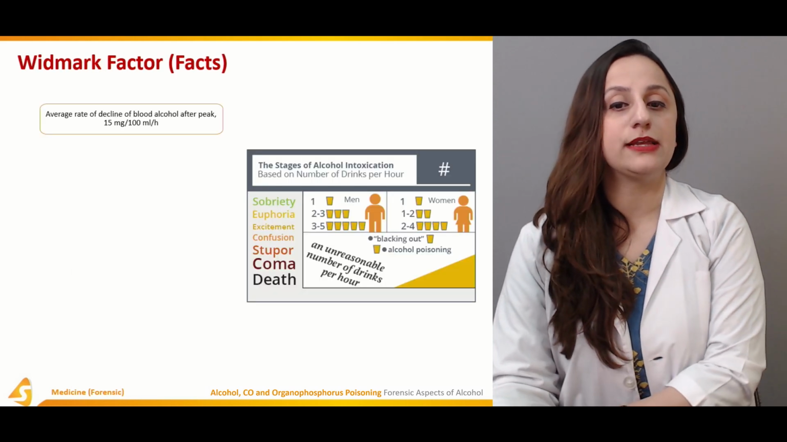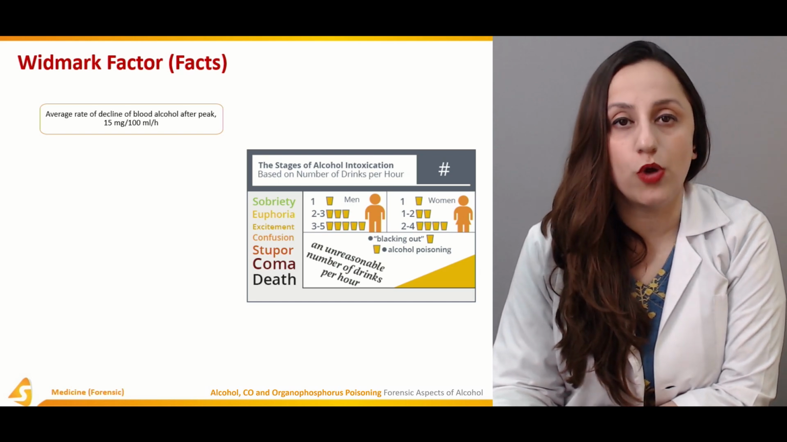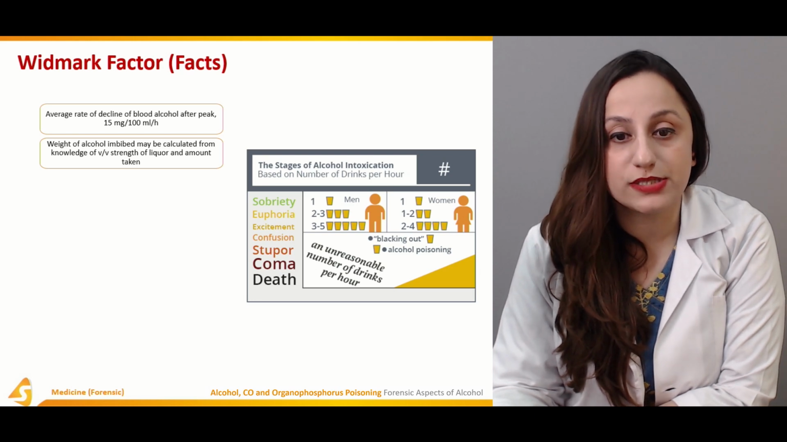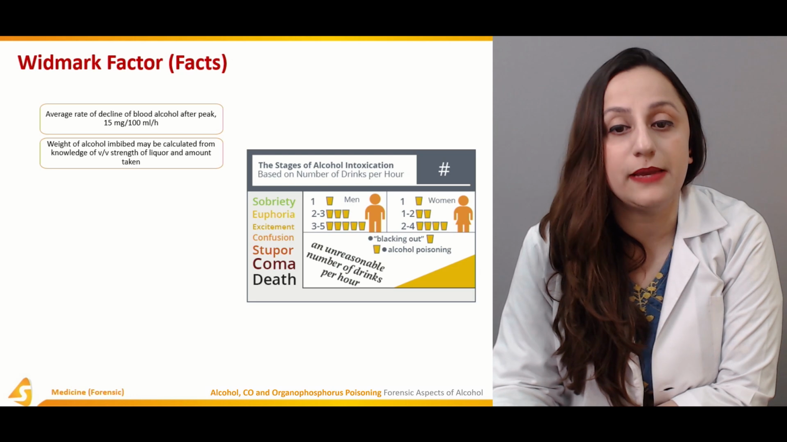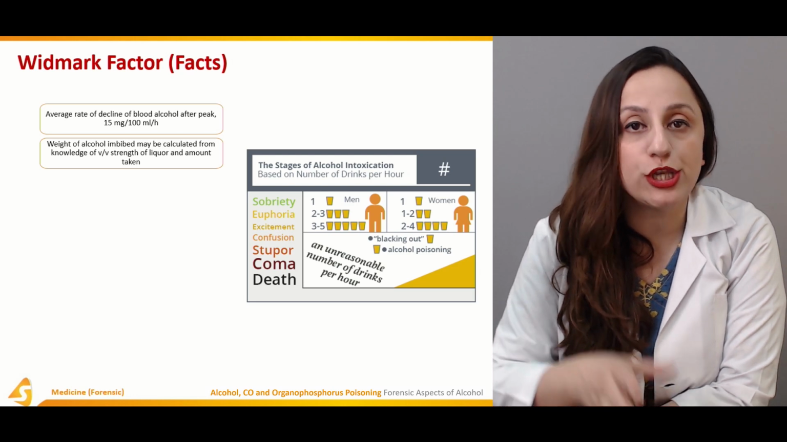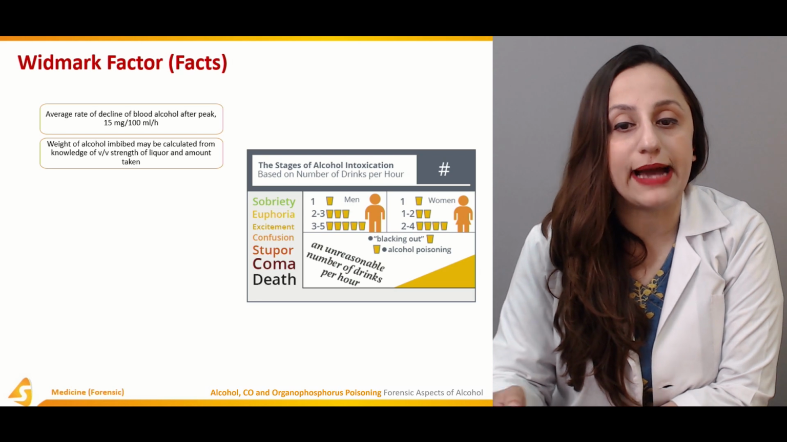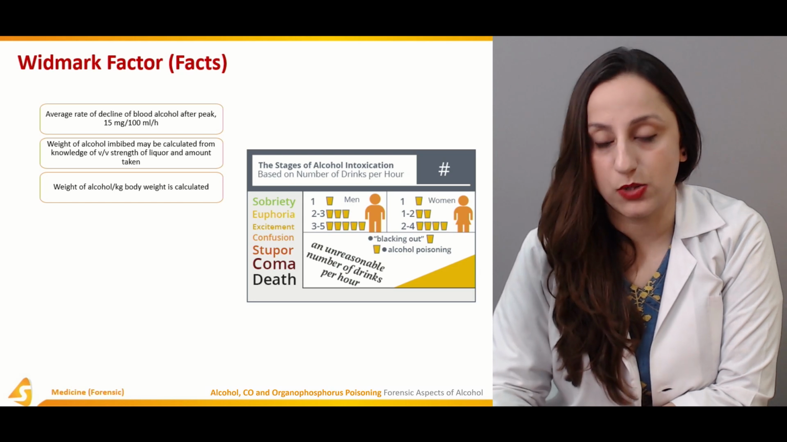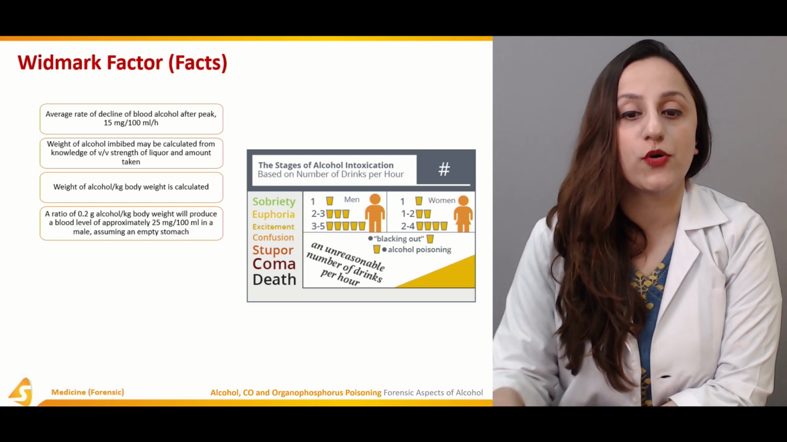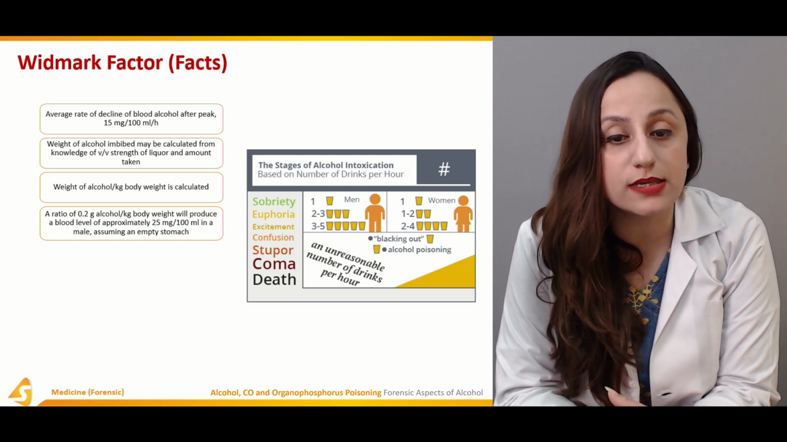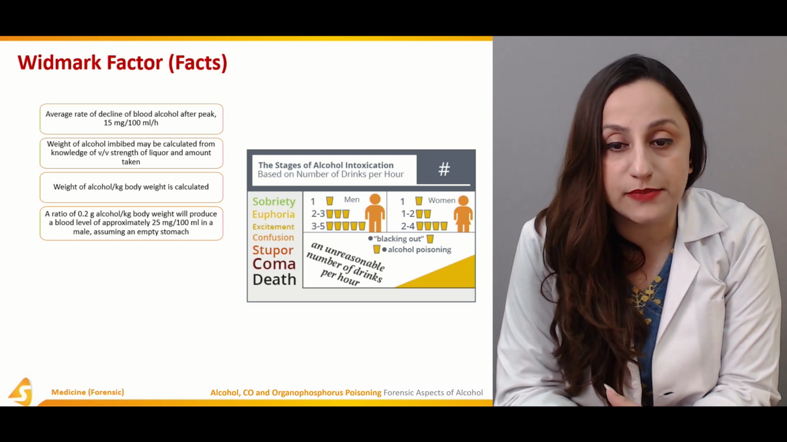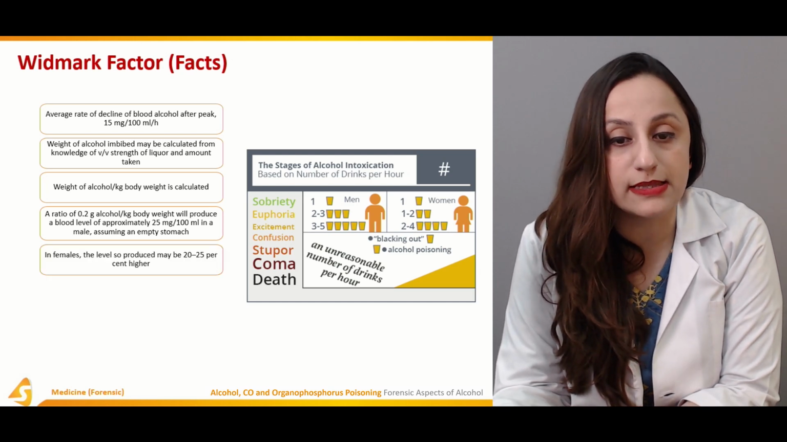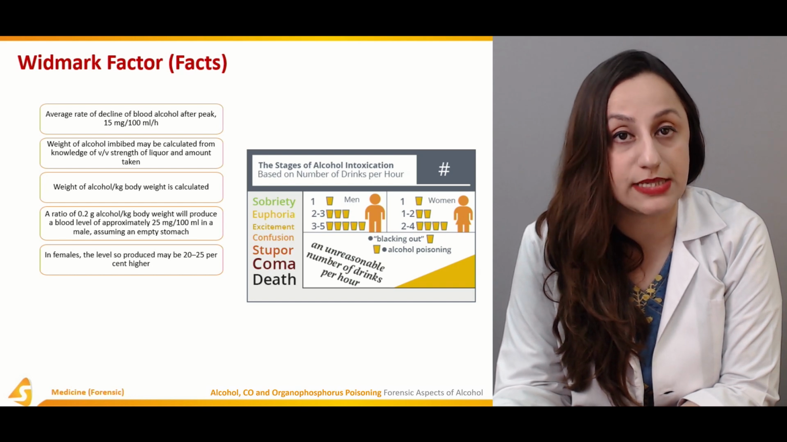These are already calculated and researched by the scientists. The average rate of decline of the blood alcohol after a peak is almost 15 milligrams per 100 ml per hour. Another important fact is that the weight of alcohol imbibed may be calculated from the knowledge of the volume strength of the liquor and the amount taken. The weight of alcohol per kilogram body weight is calculated, and a ratio of 0.2 grams alcohol per kilogram body weight would produce a blood level of approximately 25 milligrams per 100 ml in an average male. In females, the levels so produced may be 20 to 25% higher.